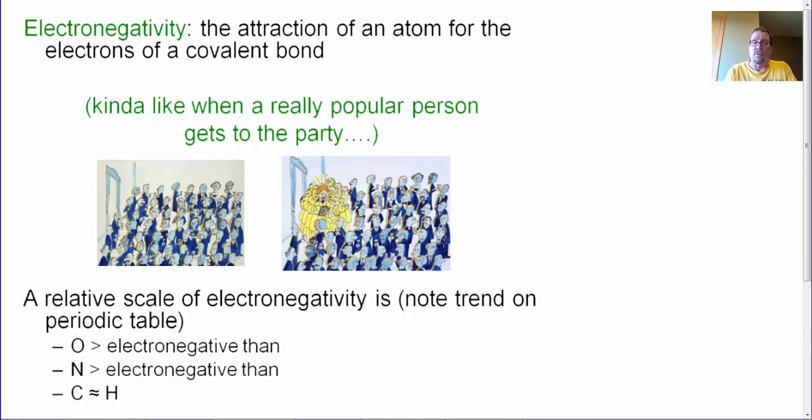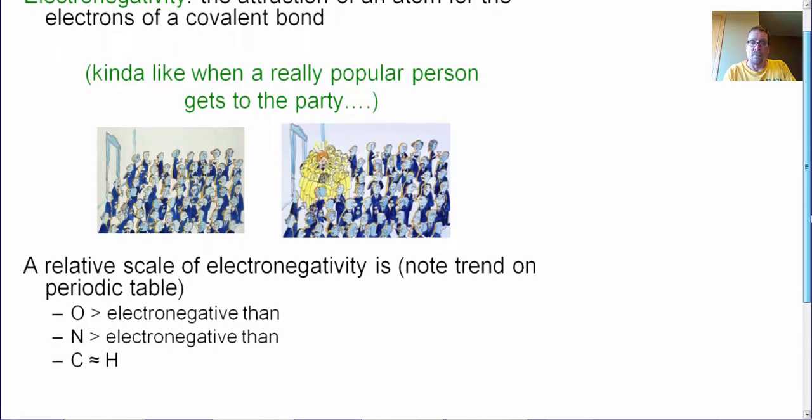And the key to this, with the bonding, is the electronegativity difference, which, if you recall, is the attraction of an atom for the electrons of a covalent bond that they're not sharing evenly. Kind of like when a really popular person like me gets to a party, everybody's dispersed, and then all of a sudden the popular person comes in, and folks gravitate towards that, and there's an unequal sharing.